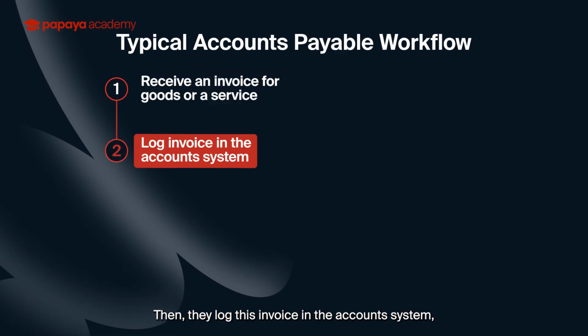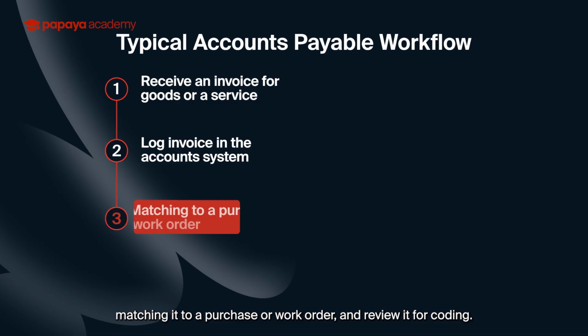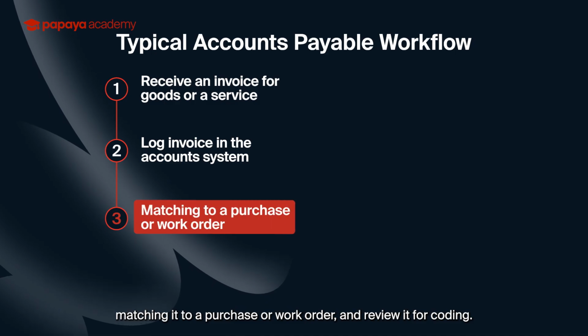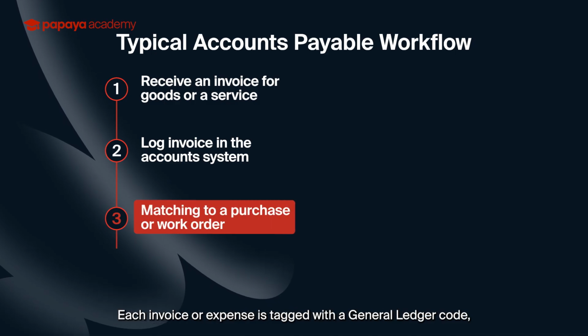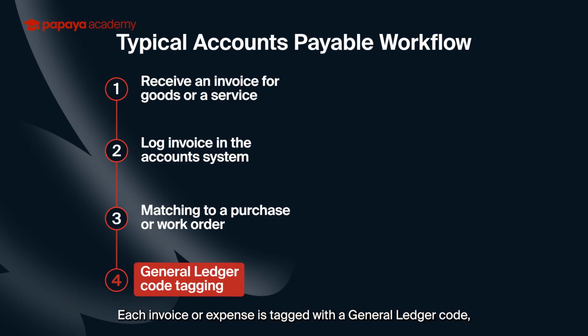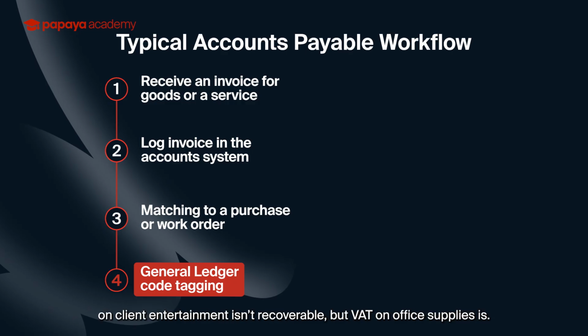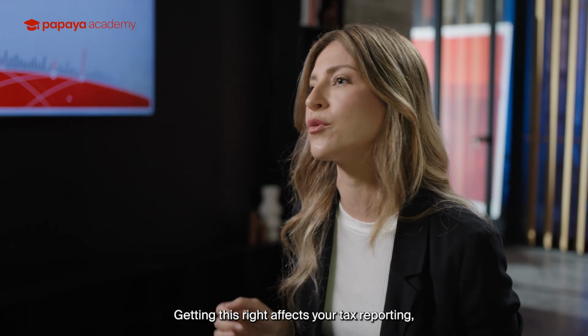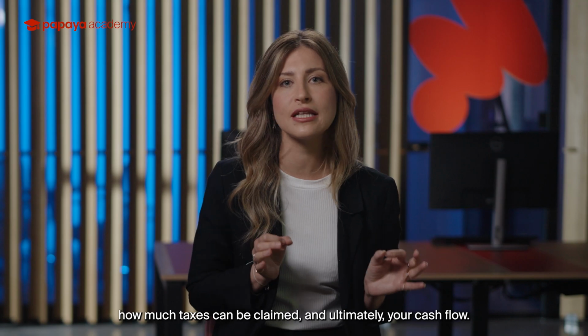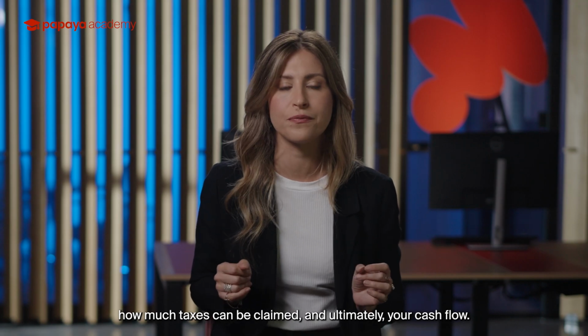Then, they log this invoice in the accounting system, matching it to a purchase or work order, and review it for coding. Each invoice or expense is tagged with a general ledger code, and local tax rules are applied. Some taxes are reclaimable, while others aren't, depending on the expense type. In the UK, for example, value-added tax, or VAT, on client entertainment isn't recoverable, but VAT on office supplies is. Getting this right affects your tax reporting, how much taxes can be claimed, and ultimately your cash flow.